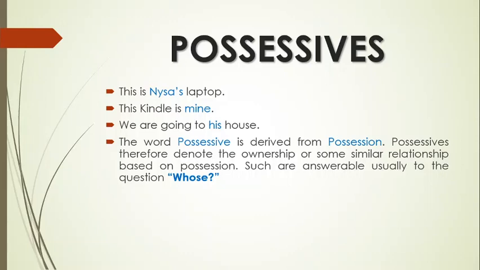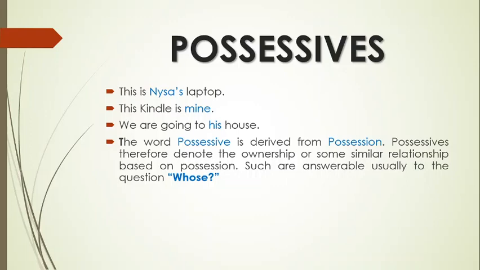First of all, the first sentence. This is Nisa's laptop. This Kindle is mine. And the third sentence says, we are going to his house. In the first instance, the laptop belongs to Nisa. In the second, I own the Kindle. And in the third, the house we are going to belongs to some other person, his.